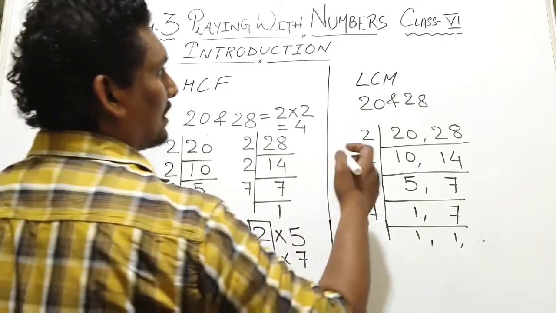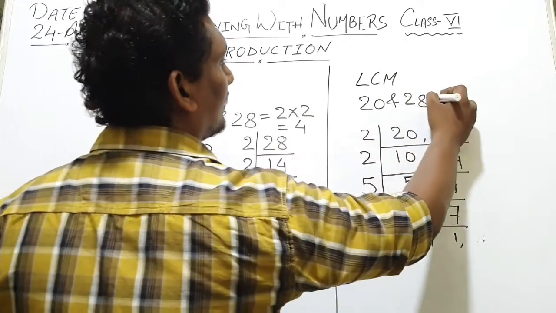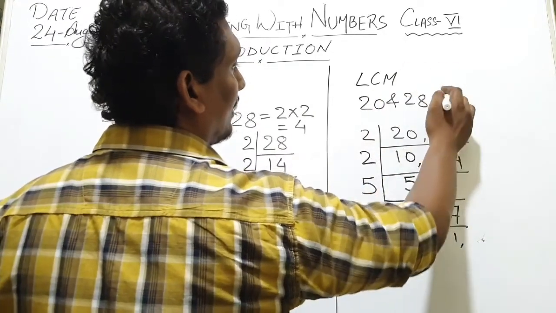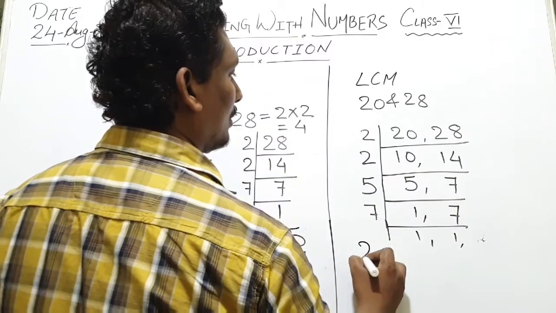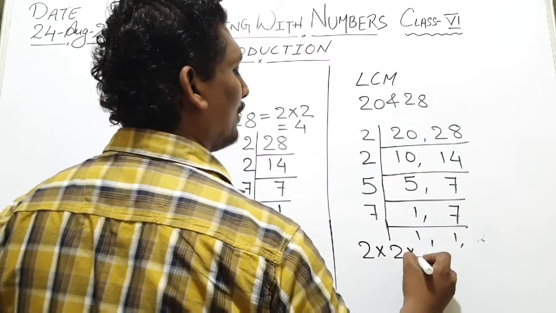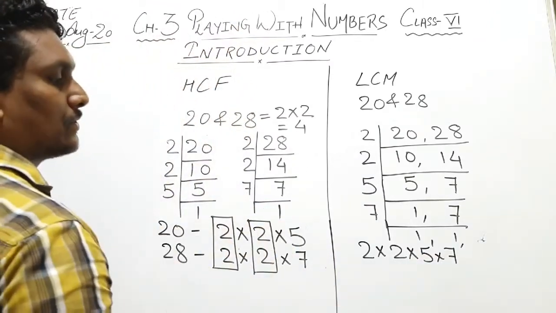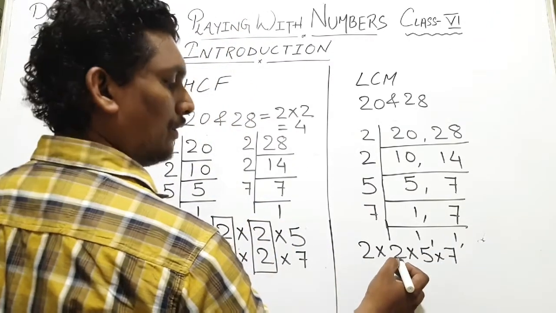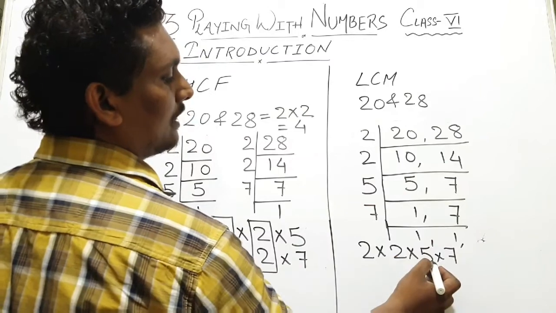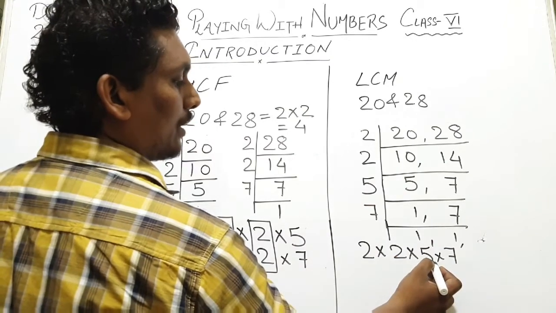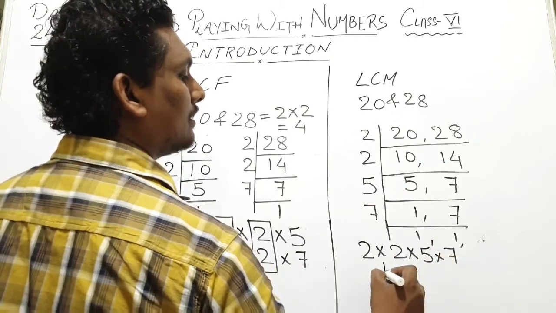So now the LCM of 20 and 28 is 2 into 2 into 5 into 7. So 2 twos are 4, 4 fives are 20, 20 into 7, that is 140.